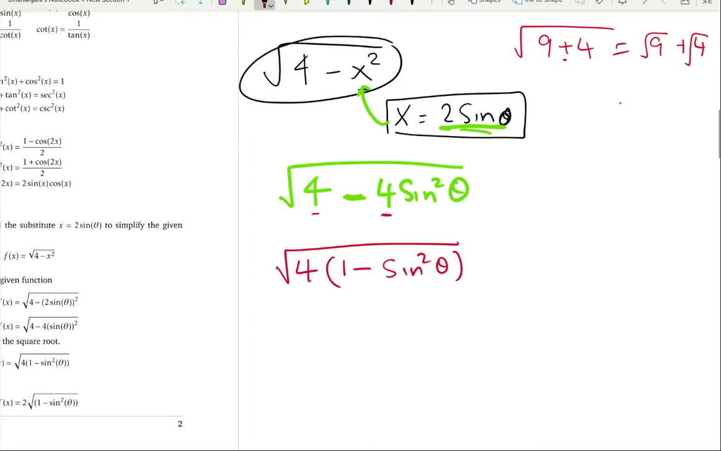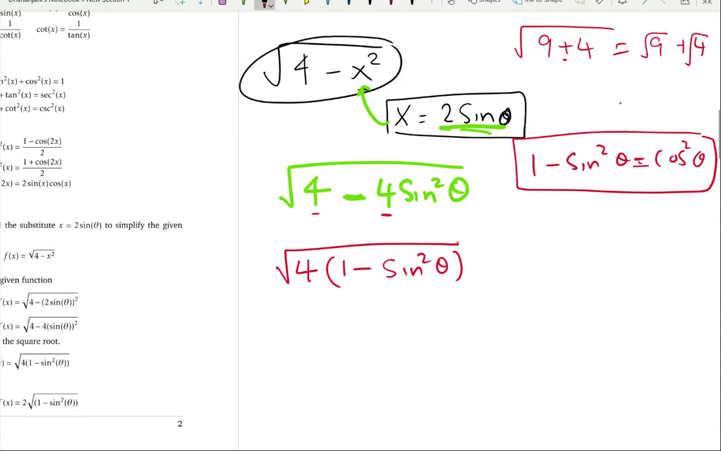All right. Now what is 1 minus sine square theta? Well, using the Pythagorean identity, it's actually cosine square theta, right? If you don't know this, you better go back and watch my previous video series about trigonometric integration and trigonometric identities. So 1 minus sine square theta is cosine square theta. So let's replace it here. So 4 cosine square theta.